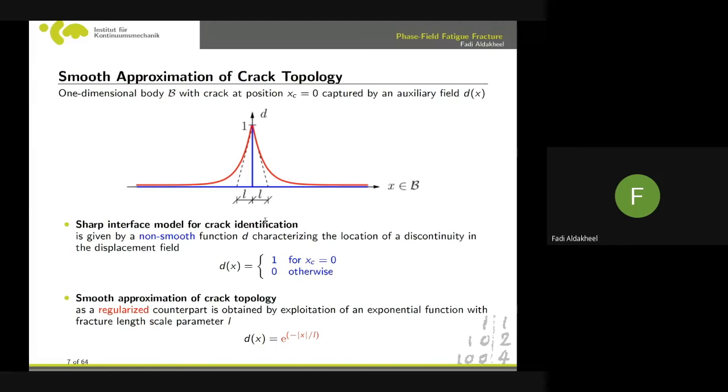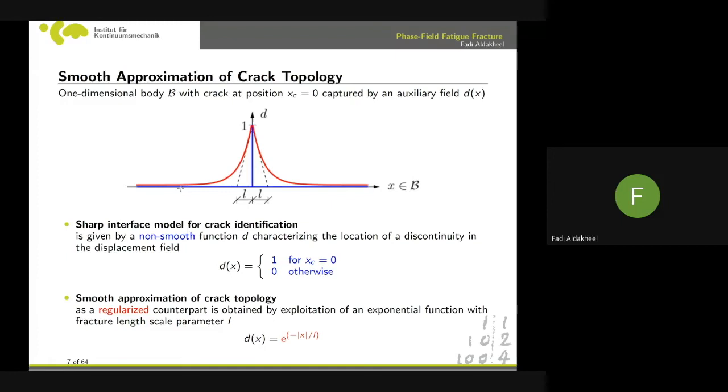So this X, let's say, is prescribed in the center to give my phase field, or let's say the crack, to be one. Everywhere else, it's zero. So I can describe it with this kind of function, right? Where D is equal to one if you are at this position, and equal to zero everywhere else, and can describe with this blue color. You can see this blue color here, let's say, in this diagram.